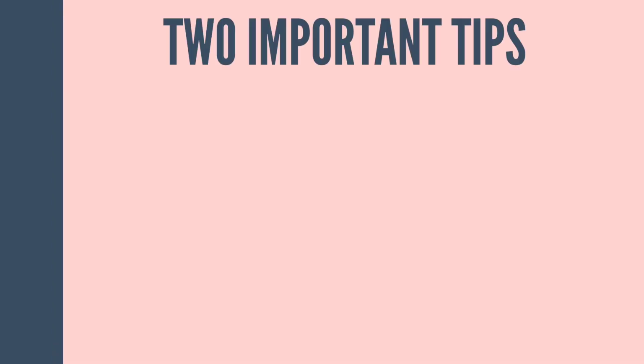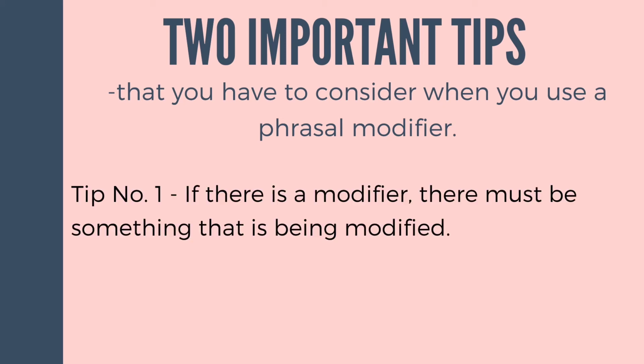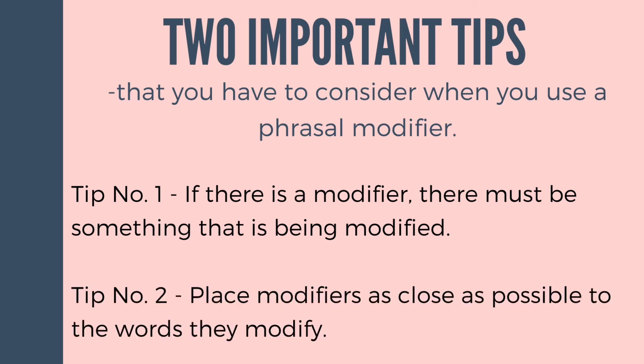Take note, there are two important tips that you have to consider when you use a phrasal modifier. Tip number 1, if there is a modifier, there must be something that is being modified. And tip number 2, place modifiers as close as possible to the words they modify.